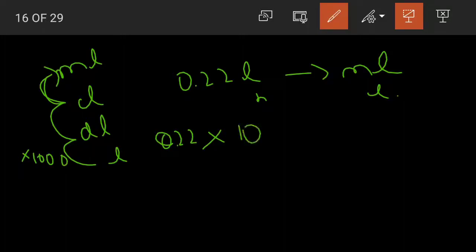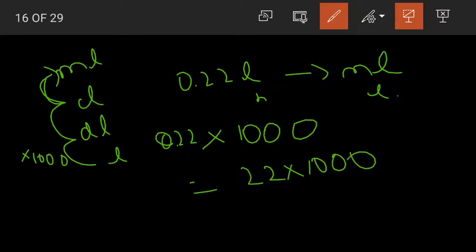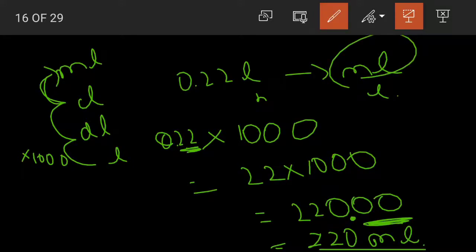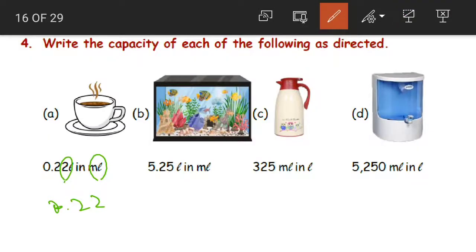0.22 multiplied by 1000 children. That is nothing but 22 multiplied by 1000, that is equal to 22,000. Now coming to the decimal point, here we have 2 decimal places. So after 2 digits from the right, we'll place our decimal point. Our answer becomes 220 milliliters. We are converting into milliliters, so our answer becomes 220 milliliters.